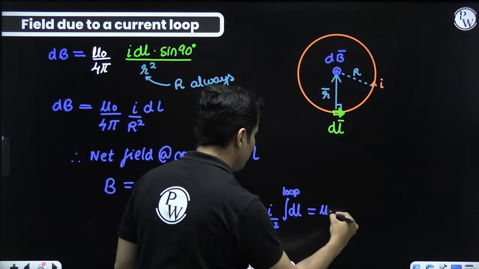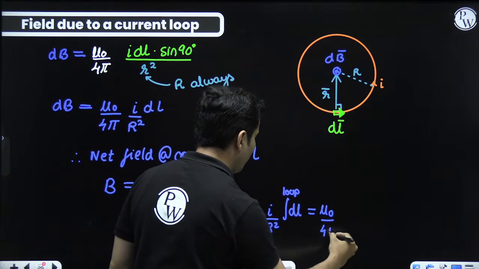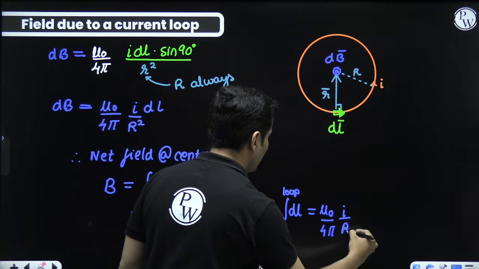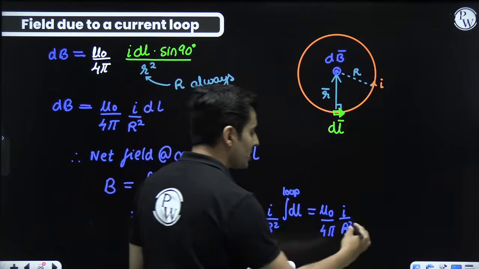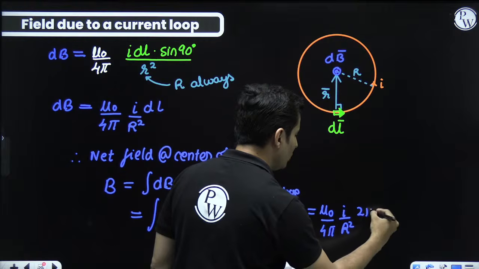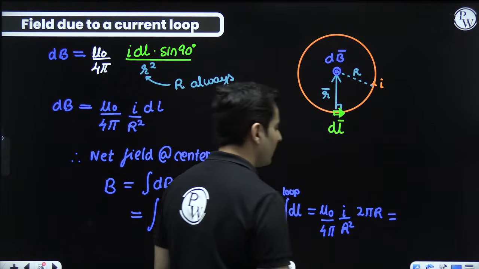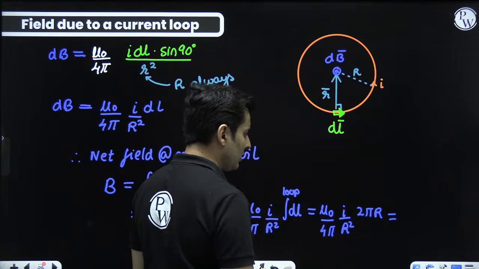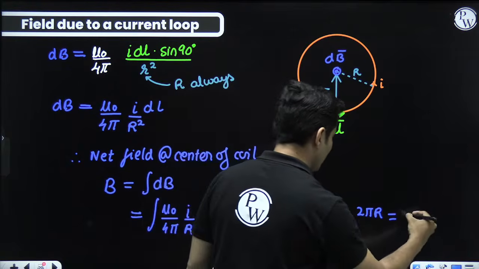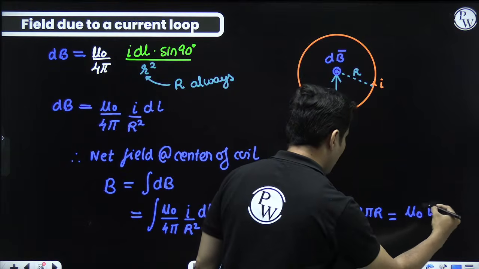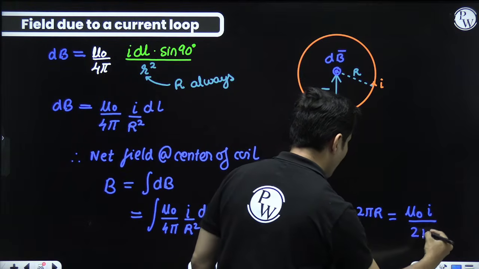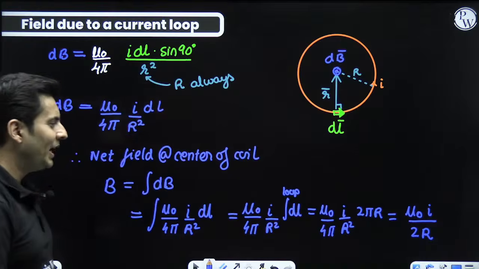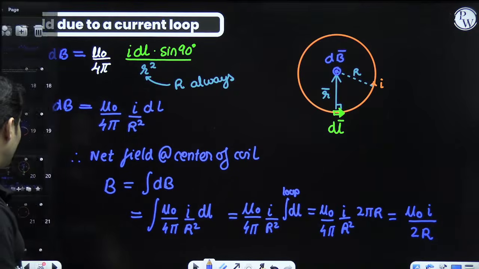So this will be mu naught, then you will have 4 pi, then you will have I, then you will also have R square, and the integration is the circumference, so it will be 2 pi R. Great, so 2 pi and 4 pi cancel, you will get 2, R and R also cancel. So guys, you are just going to get mu naught I by 2R, that's all. Mu naught I by 2R, simple. That is the formula, guys.